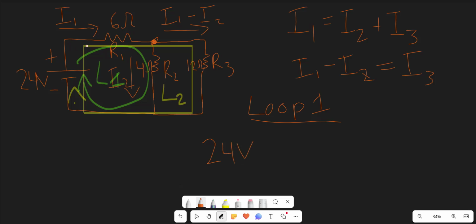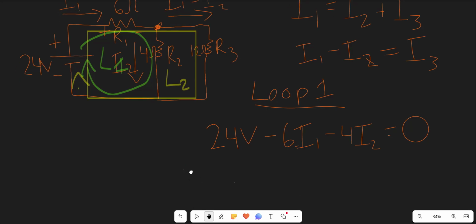And then as we make our way around this loop here, to go from one end of R1 to the other one, it's going to be a voltage drop, because this is the positive side, this is the negative side. So we can do Ohm's law for this. So it's going to be the current, which is I1 times 6. So actually, let me write it the other way. So it's going to be 6 ohms times I1. And then we're going to go through the 4 ohm resistor, which has the I2 current flowing through it. So it's going to be minus 4 I2. And then we're just going to make our way back to the 24 volt initial point and set all this to 0. So that's one equation we have here.